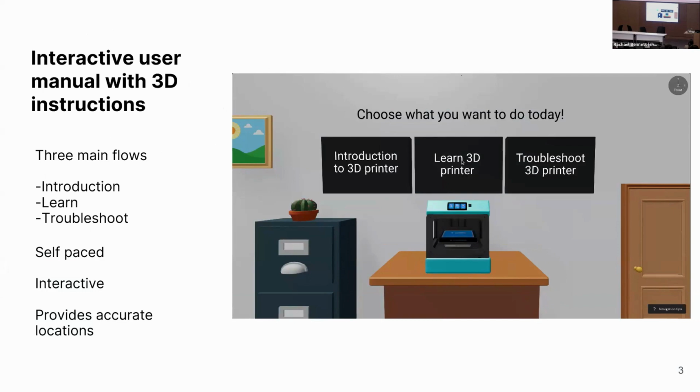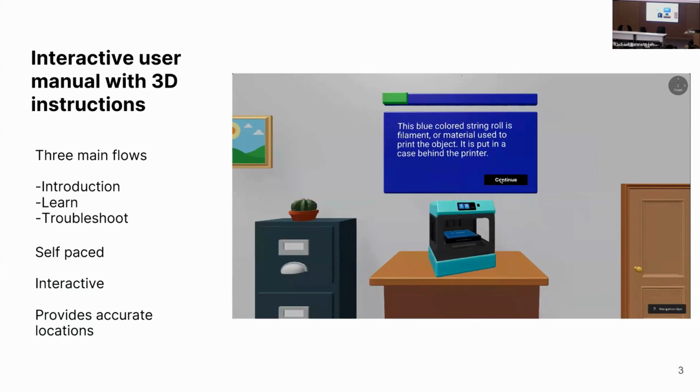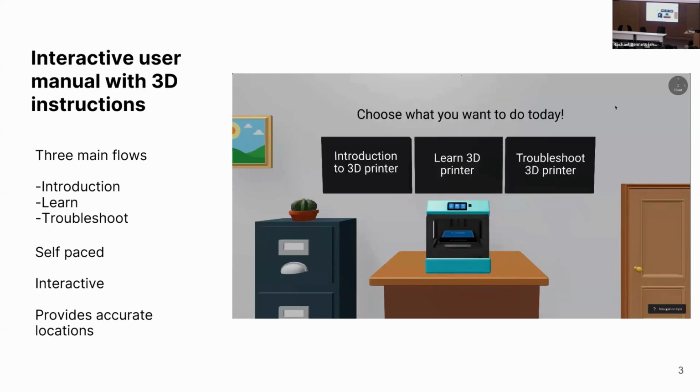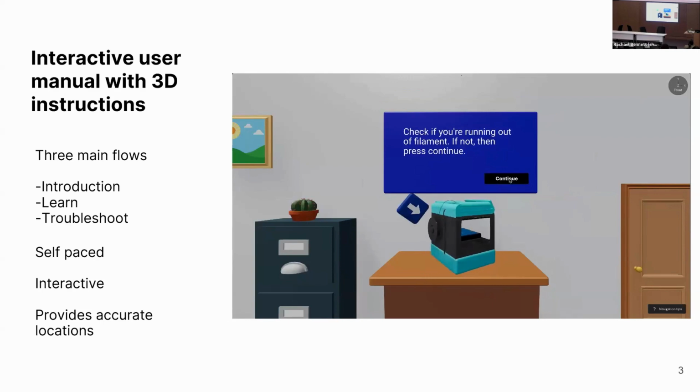Now going to the second part, which is learn 3D printer, it introduces different parts of the printer and shows their location information accurately in 3D space. As you can see, it shows every part one by one, and you can learn this self-paced. Now the third part is troubleshooting the 3D printer. Whenever you encounter a problem with your tool, you can go here and it shows a step-by-step process to troubleshoot the problem.